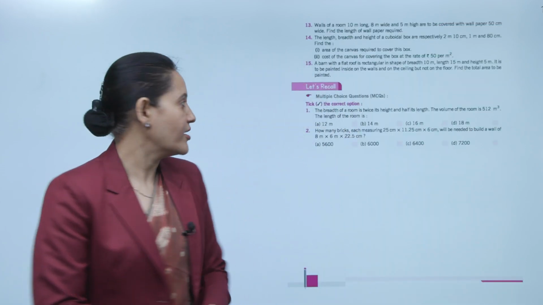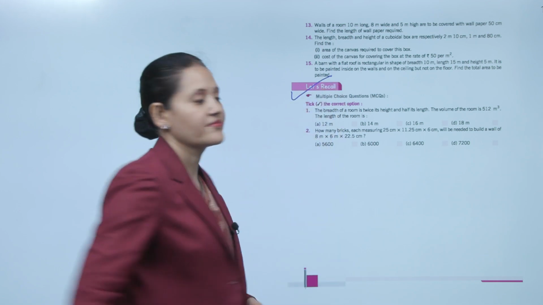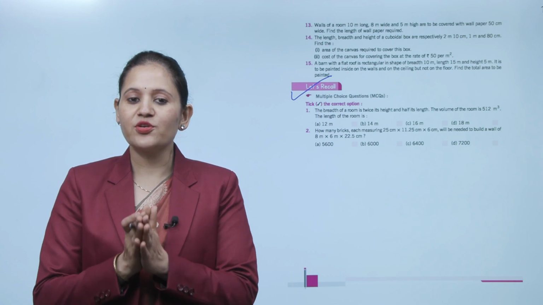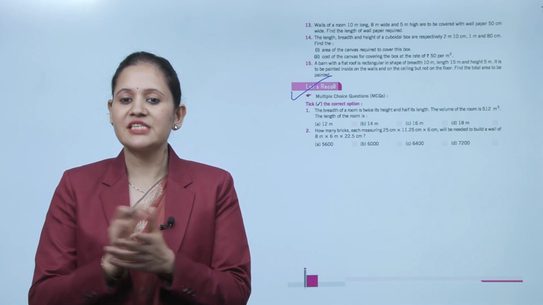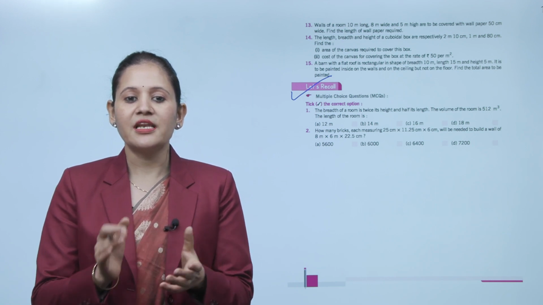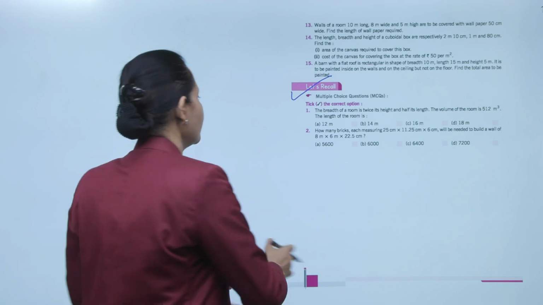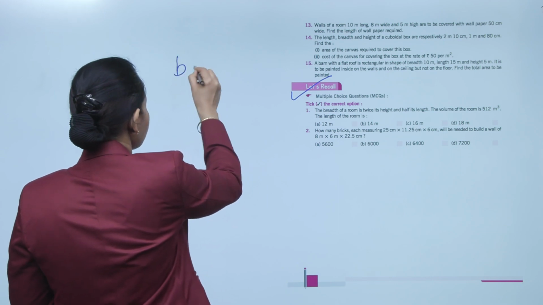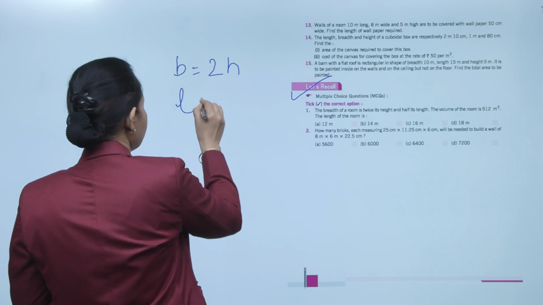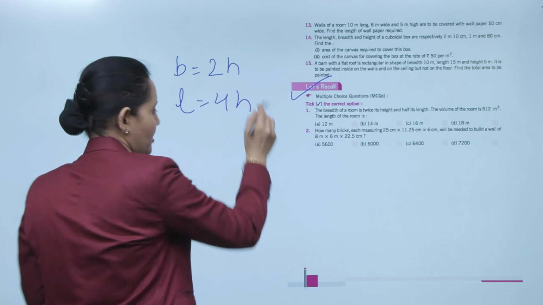Next is let's recall. Multiple choice questions. Choose the correct option. The breadth of the room is twice its height and half its length. The volume of the room is 512 meter cube. The length of the room is? So the breadth is equal to twice the height, and the length is equal to 4 times the height.